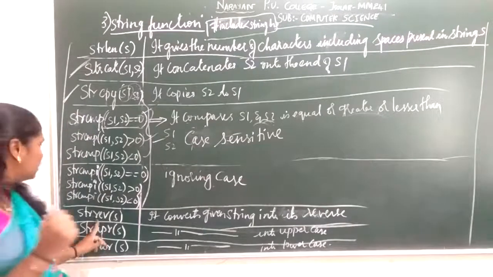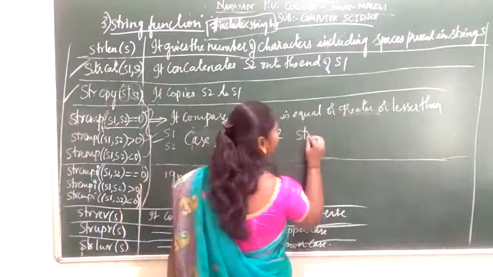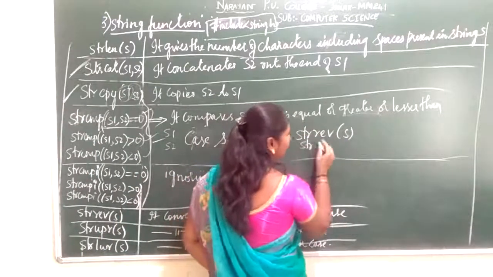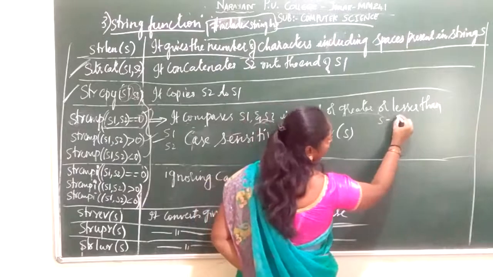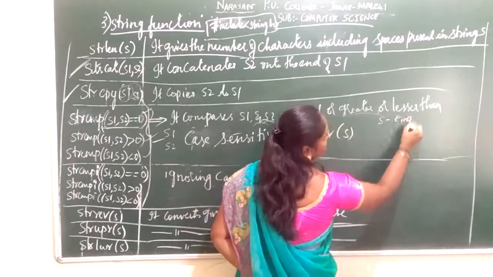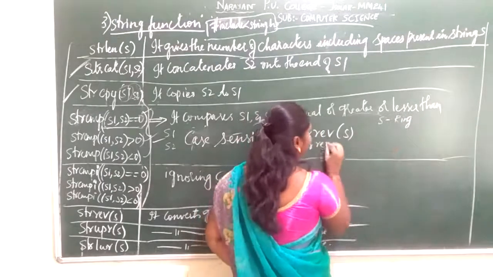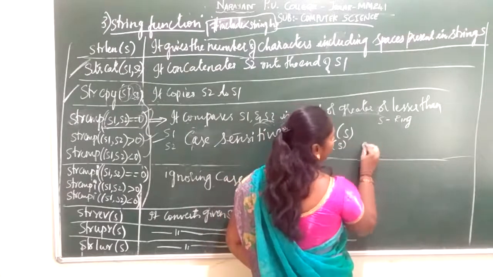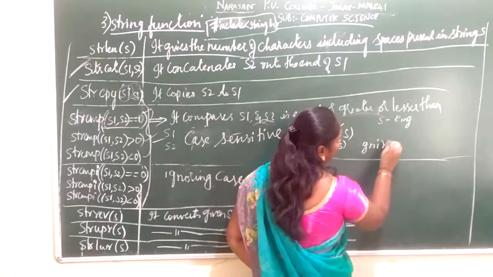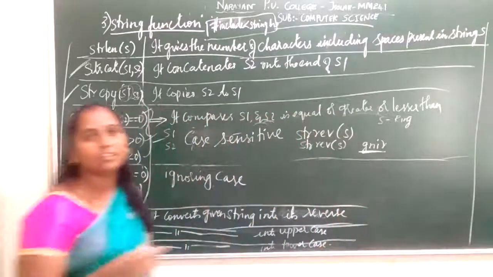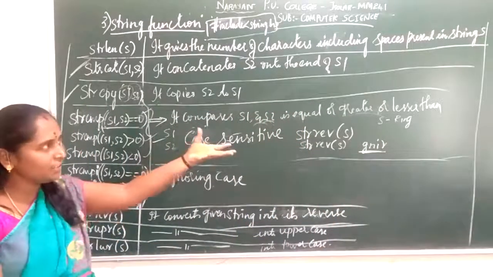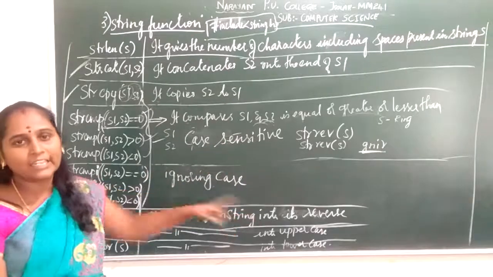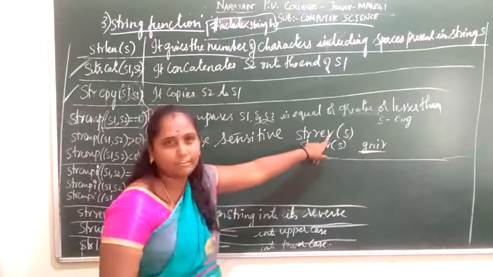So strrev of S means, suppose S is RING. I want to reverse this particular string. S will be in the reverse order, that is G, N, I, R. It is going to reverse your given string. That is nothing but strrev.